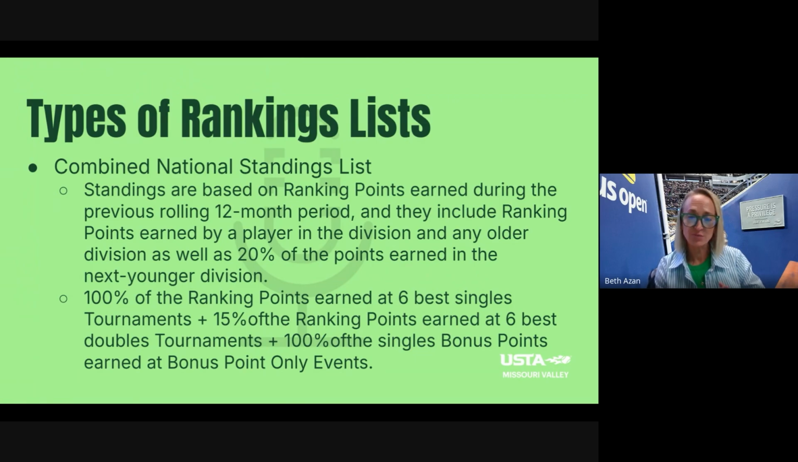So again, it's 100% of your best tournament results played in the age division or that have rolled down from another age division. It's going to include 20% of tournament results played in a younger division will roll up to that older age division, and 15% of the ranking points earned from doubles tournaments. That list also will include bonus points, but only if it's part of your best 6 tournament results and if your player or you beat a player that was ranked in the top 500. So we'll get a little bit more nitty-gritty into that in a minute.